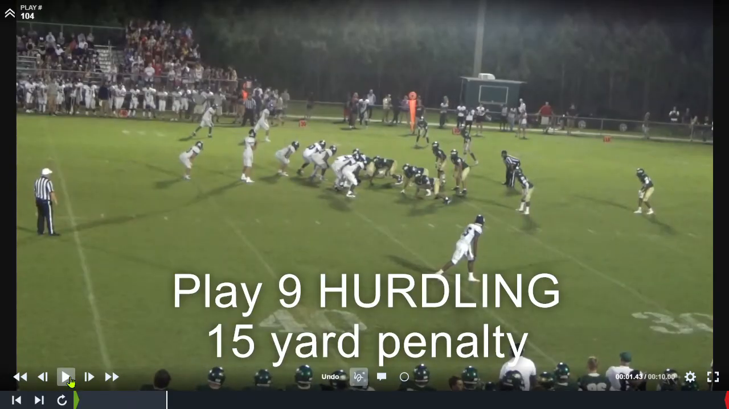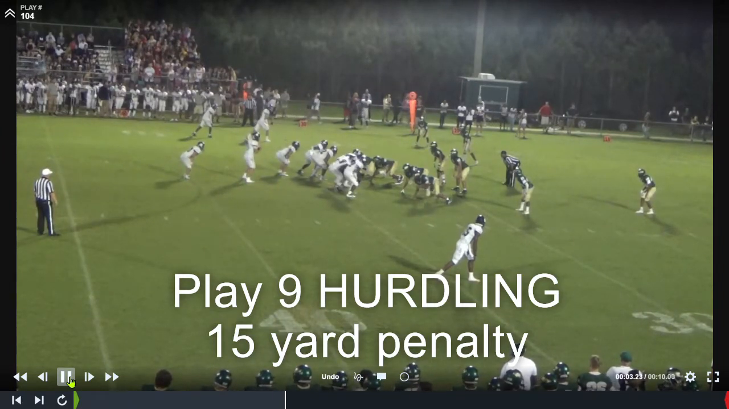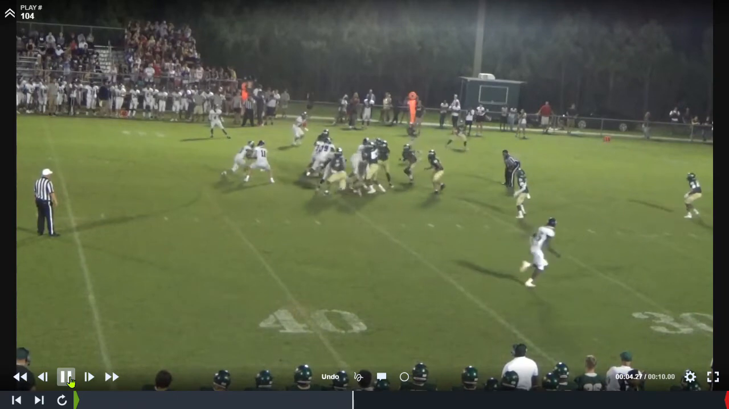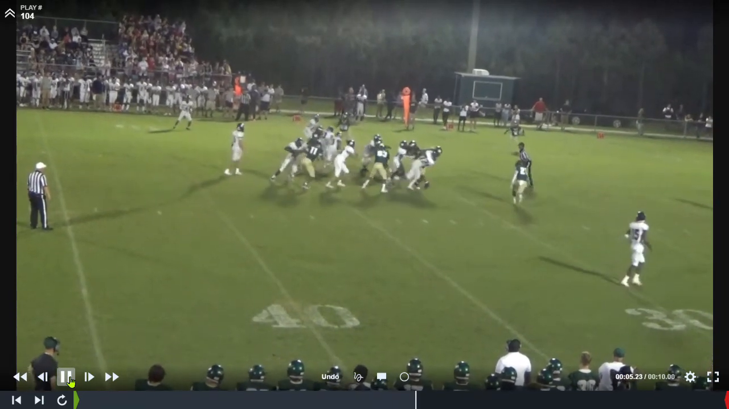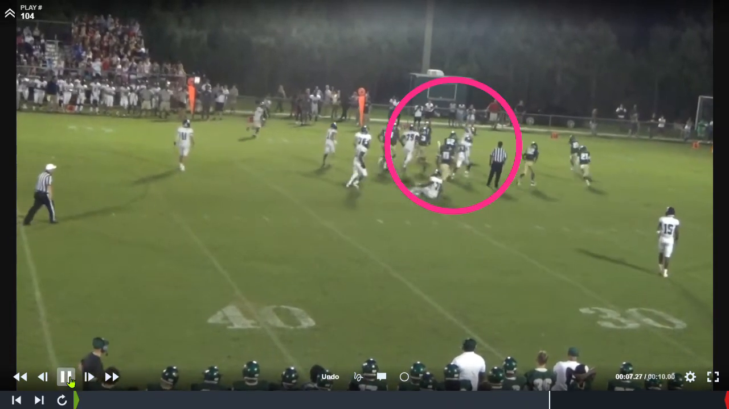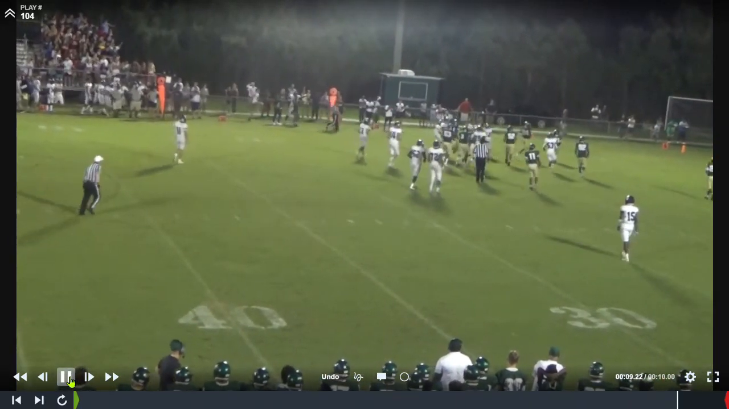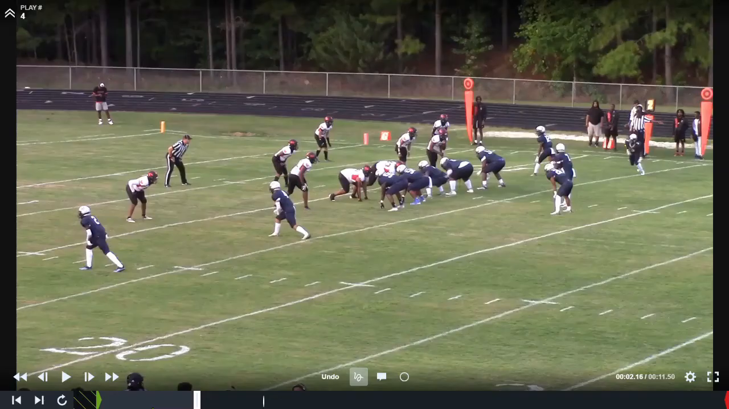Play number 8, we're going to have a hurdling call, which is a 15-yard penalty from the spot of the foul. We don't see this often, but here you can see the running back as he's running downfield hurdles and leaps over the defensive player who is only contacting the ground with his 2 feet on the ground. This is hurdling. This is the correct call here, enforced again from the spot of the foul, 15 yards.